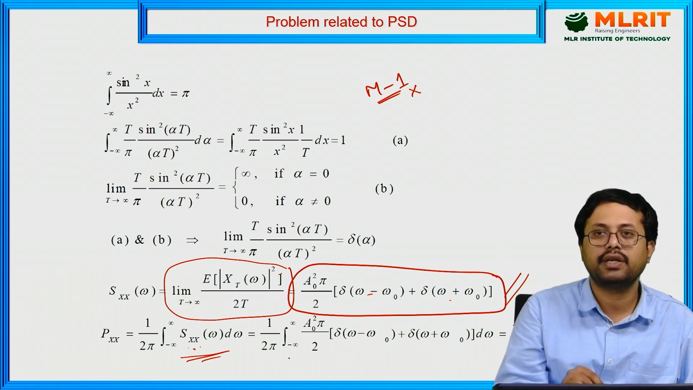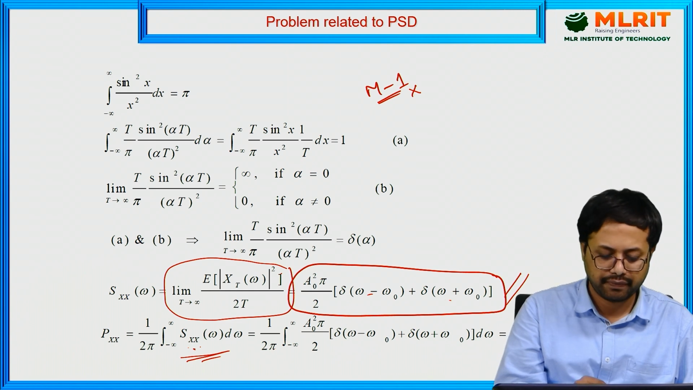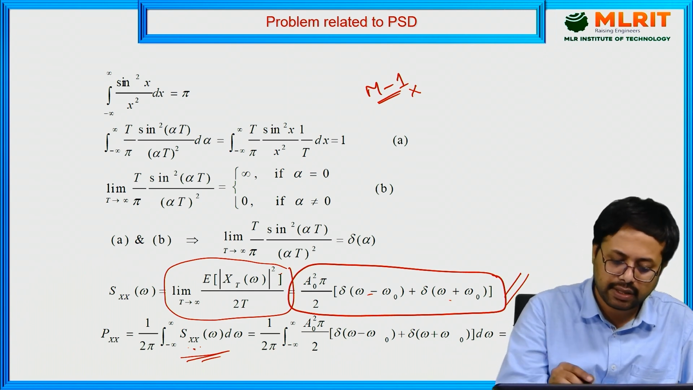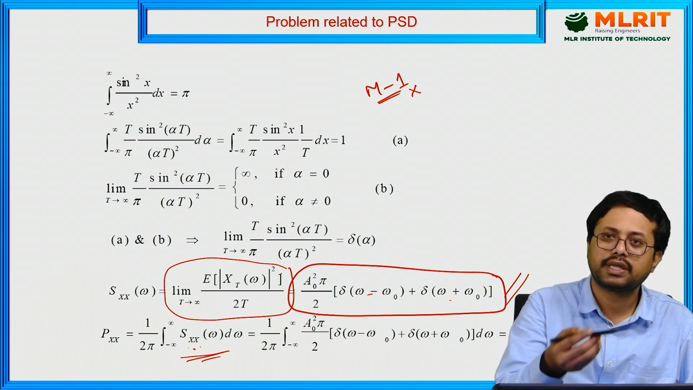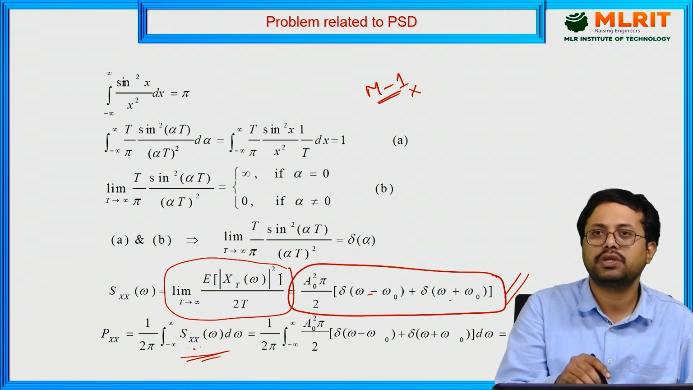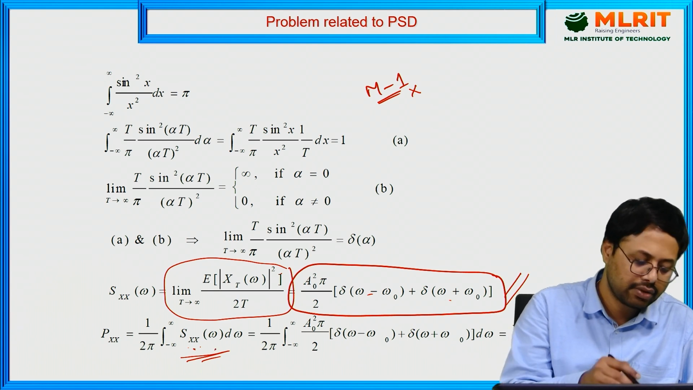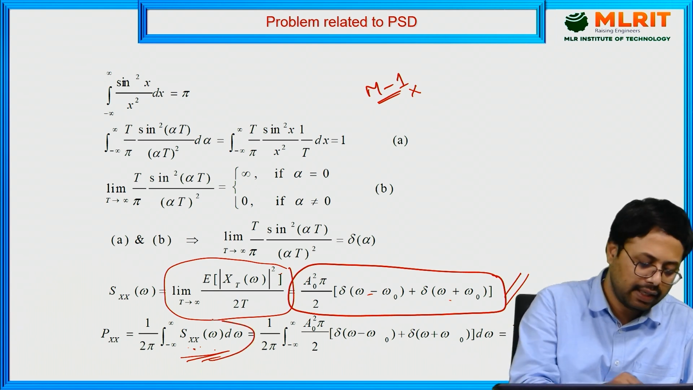When you apply it, you will get the resultant answer. Then finally you can substitute it and get the average power. You have two methods. This is the first method. In the second method, first convert x of t into the autocorrelation function, then substitute in the power spectral density. After completing that, use the same formula again to calculate the average power.